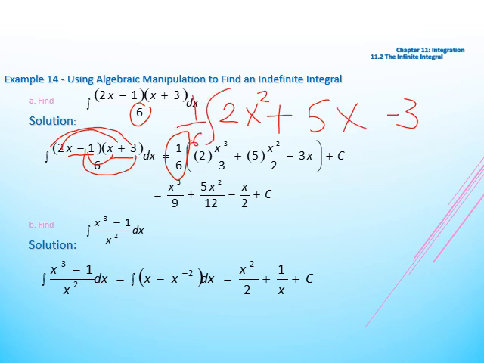Simply, with 1 over 6 outside the integral sign, and here 2 is the constant that remains unchanged, adding 1 to the power and dividing by the new power: x to the power 3 over 3, plus 5, adding 1 to the power 1 plus 1 equals 2, dividing by the new power, minus 3x plus c. So our value will be x to the power 3 over 9 plus 5x squared over 12 minus x over 2 plus c. This is it for this type of integral manipulation.